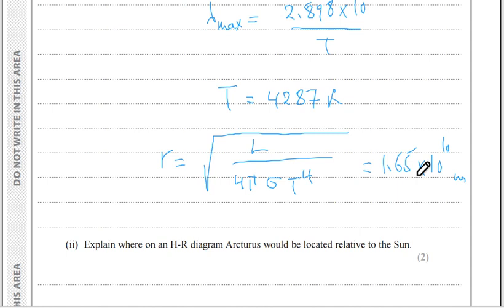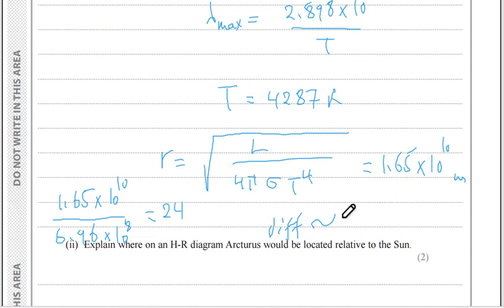Certainly, when you make a ratio to the radius of the sun, it would be 24. Difference between 24 and 25 is almost 4%, so it is accurate.